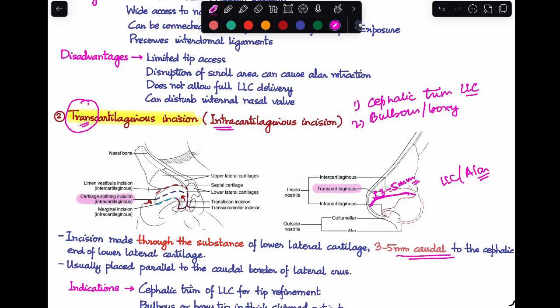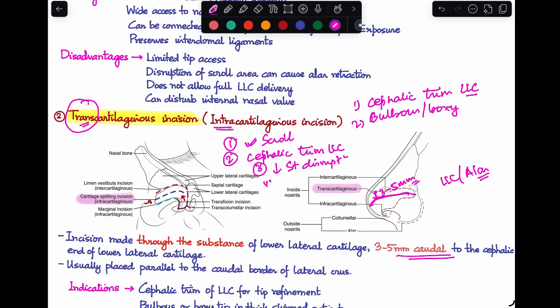Now, let's try to understand the advantages and disadvantages of this incision. Our first advantage is that here we are not going through the scroll area. So our scroll area is preserved. The integrity of this region is preserved. Second, it is very good for a controlled cephalic trim of the lower lateral cartilage, as I mentioned as one of the indications. Third, it causes very minimal structural disruption.